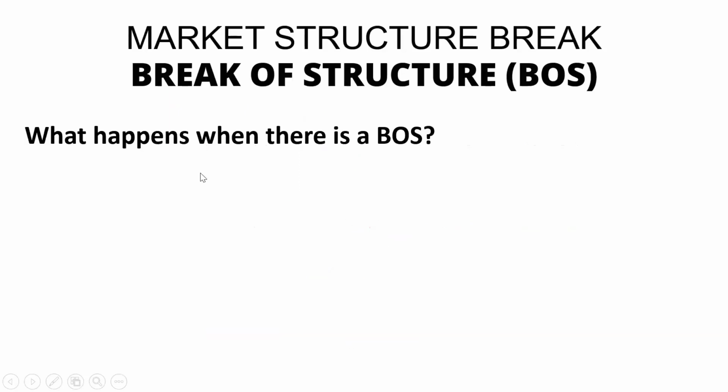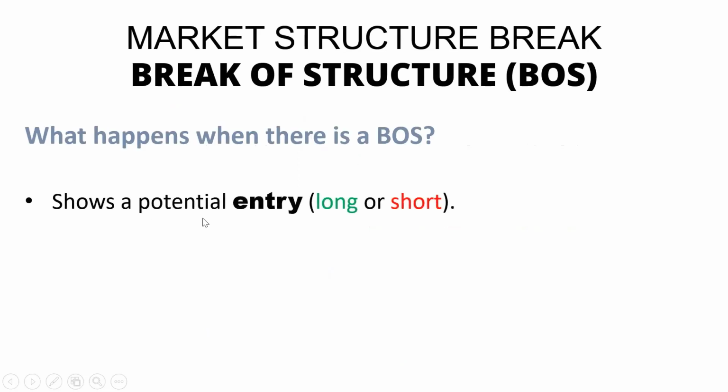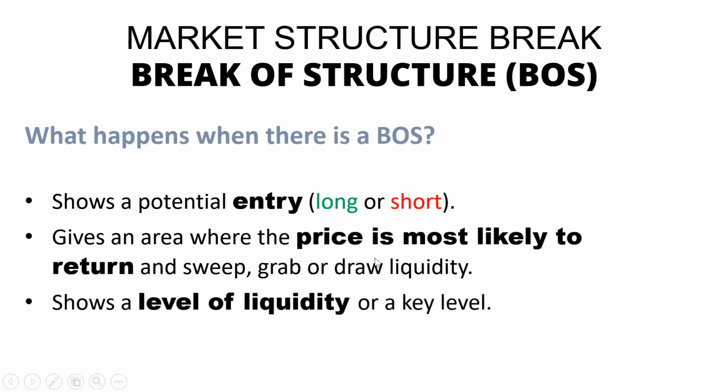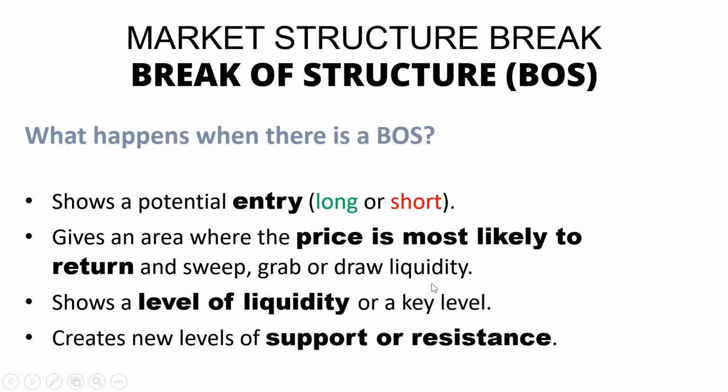So what happens when there is a break of structure? It shows a potential entry, long or short. It gives an area where the price is most likely to return and sweep or grab or draw liquidity. And it shows a level of liquidity or a key level, and it creates new levels of support or resistance. So notice a break of structure is also a level of liquidity that smart money is watching. And obviously it creates new levels of supports and resistances.